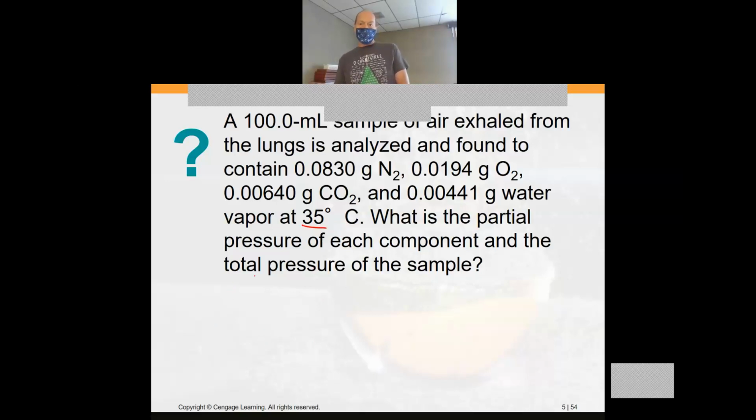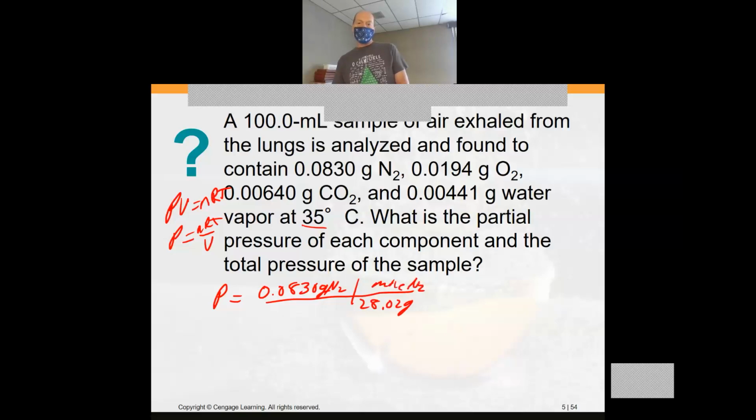All right, so we need to find the pressure. So again, PV equals nRT, so the pressure is nRT divided by V. For the first one, you need moles of nitrogen. You're going to take the mass, 0.0830 grams of nitrogen, and divide by the molar mass, which is 28.02 grams per mole of nitrogen. That's how you get your moles of nitrogen. Your R value is 0.08206 liter atmosphere per mole Kelvin.